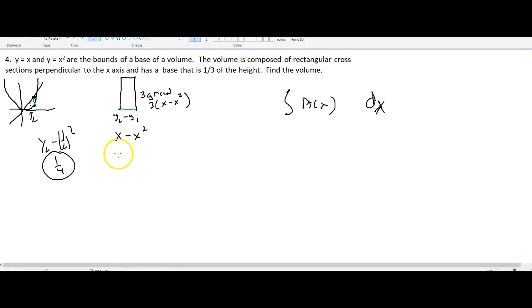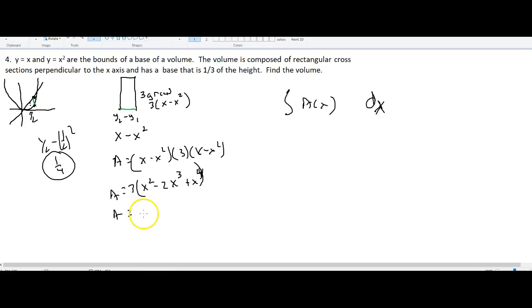And so I end up multiplying. I've got some formula to do because it's a rectangle. The area of a rectangle is base times height, so it's going to be x minus x squared times the height, which is going to be 3 times x minus x squared. I'm going to go and FOIL it first because that's usually the better way to go. I get x squared minus 2x to the third plus x to the fourth. I still have a 3 sitting out in front. Whoops, sorry, I chopped my 4 there. Is the area, and so now my area is going to be equal to 3x to the fourth minus 6x to the third plus 3x squared.